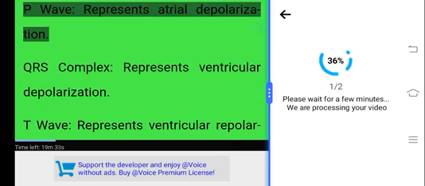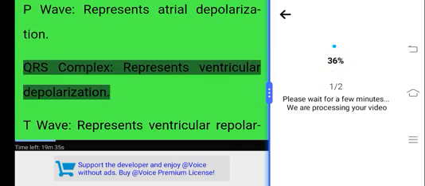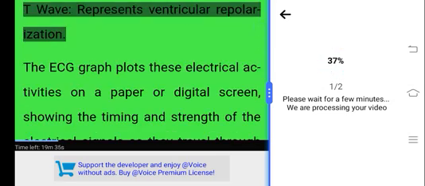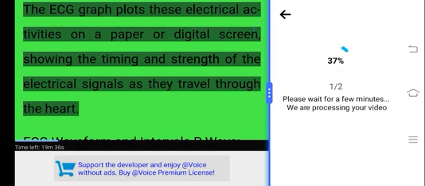P wave represents atrial depolarization. QRS complex represents ventricular depolarization. T wave represents ventricular repolarization. The ECG graph plots these electrical activities on paper or a digital screen, showing the timing and strength of the electrical signals as they travel through the heart.